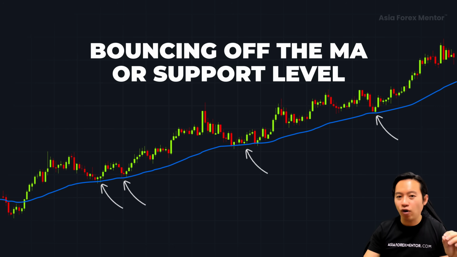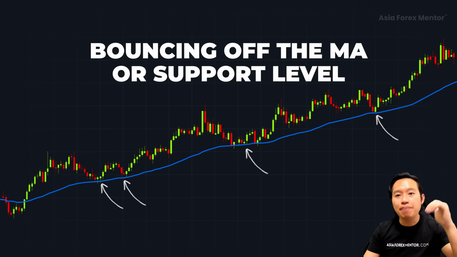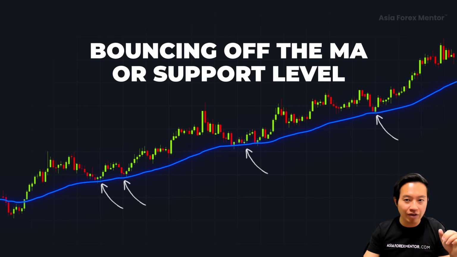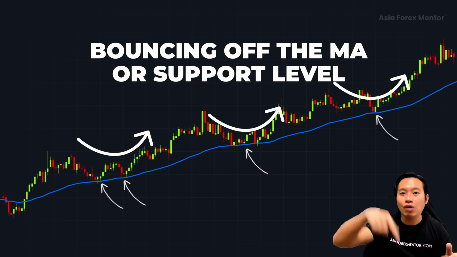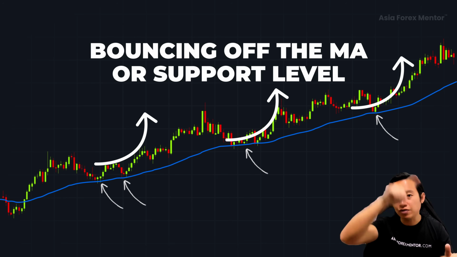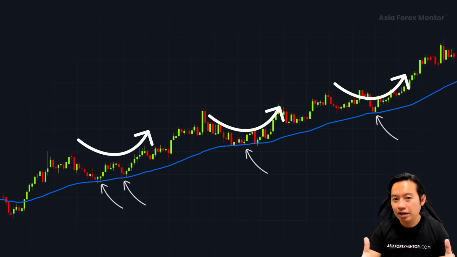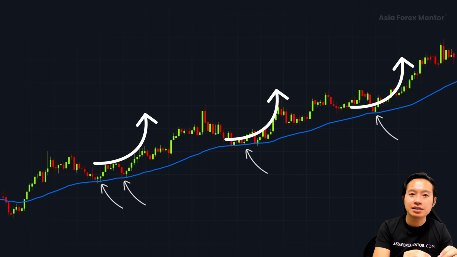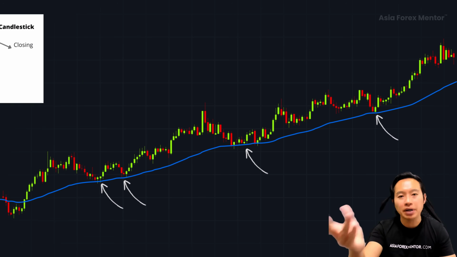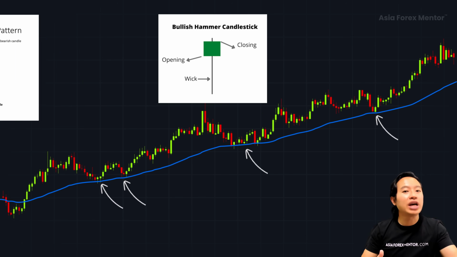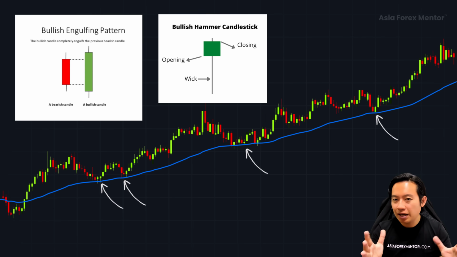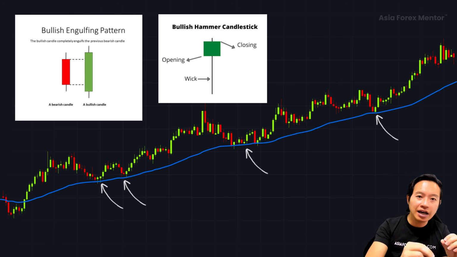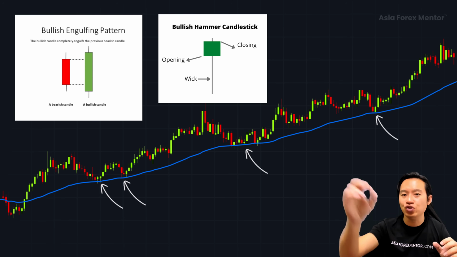So the key is to wait for price to show signs that it is bouncing off the moving average or support levels. Signs of this kind of bounce would include what? Bullish candlestick patterns, for example, like a hammer or bullish engulfing bars. So this confirms that buyers are stepping in and the trend is likely to resume.